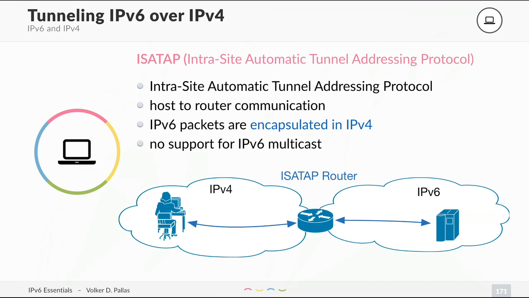The other option is ISATAP, which means Intra-Site Automatic Tunnel Addressing Protocol. It is host-to-router communication like Teredo, and IPv6 packets are encapsulated in IPv4. There is no support for multicast, and like in the previous example, the IPv6 packets from the host are encapsulated in IPv4, sent to the ISATAP router, and then broken out to the internet, which is IPv6 enabled. Let's have a look how that works.